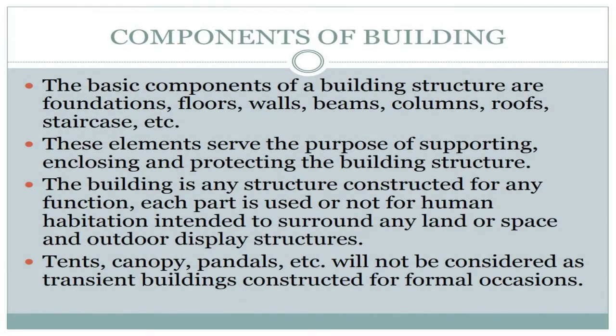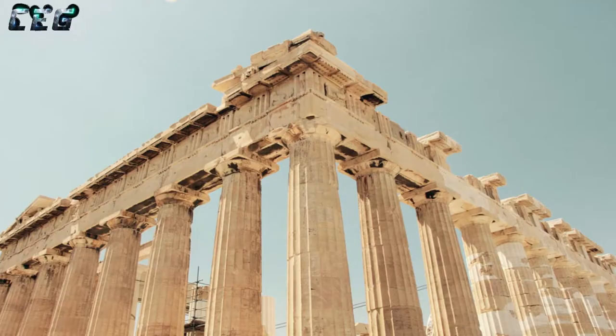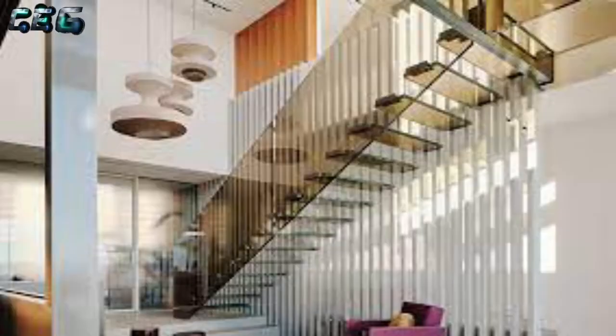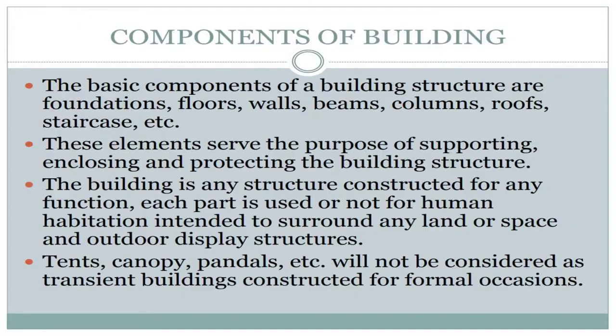Components of building. The basic components of a building structure are foundations, floors, walls, beams, columns, roofs, staircase, etc. These elements serve the purpose of supporting, enclosing and protecting the building structure. A building is any structure constructed for any function, whether or not used for human habitation, intended to surround any land or space. Outdoor display structures, tents, canopies, pandals, etc. constructed for formal occasions will not be considered as buildings, being transient.